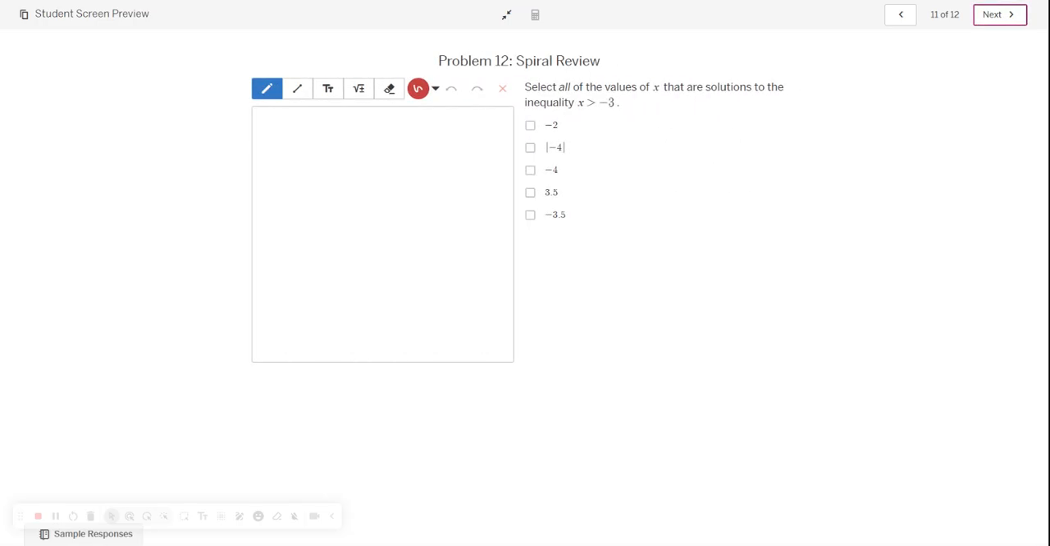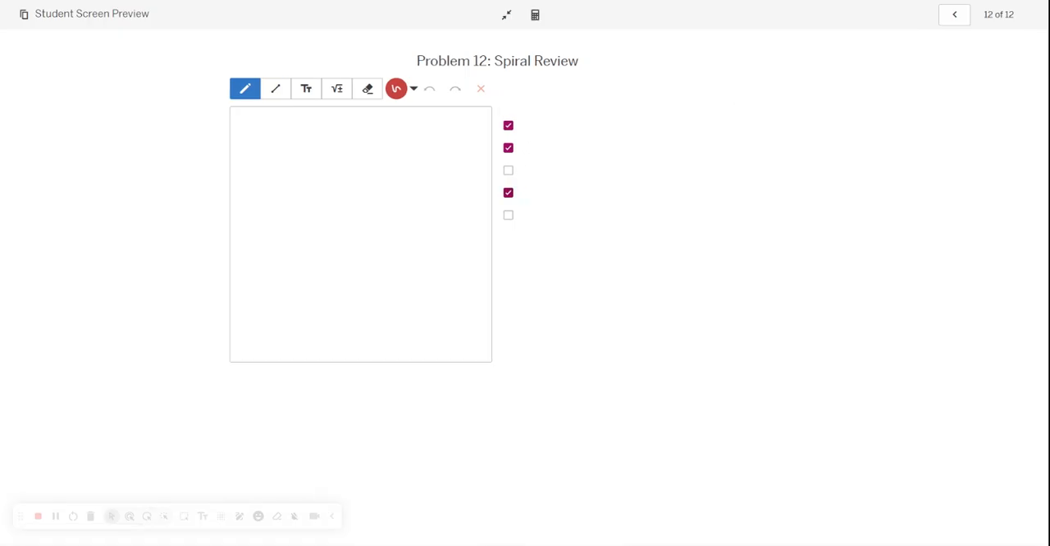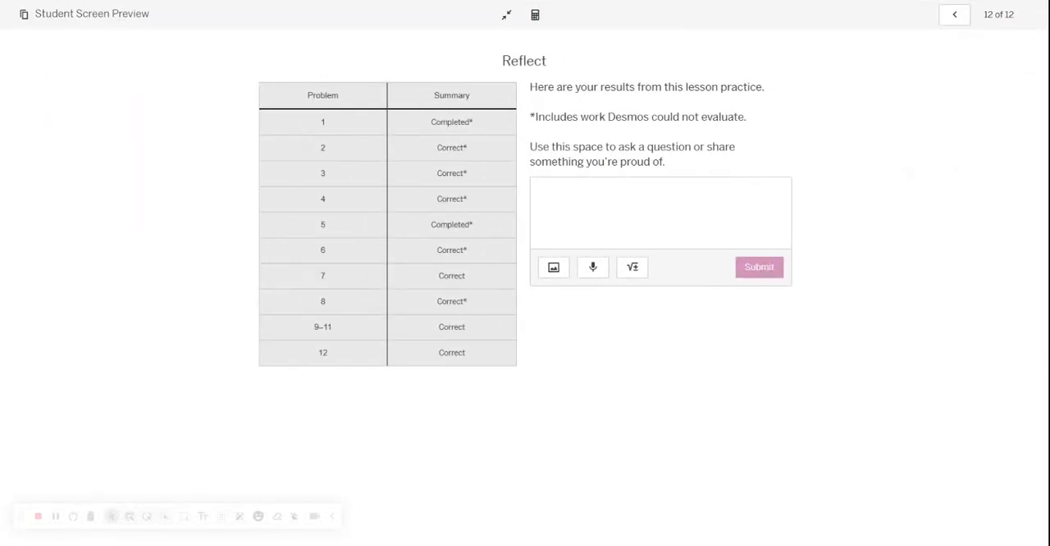You want greater than -3. Well, -2 is greater than -3. This would be +4, and this is 3.5. Yeah, positive is going to be greater than a negative. Let's see how I did. Yay, I got them all right today.